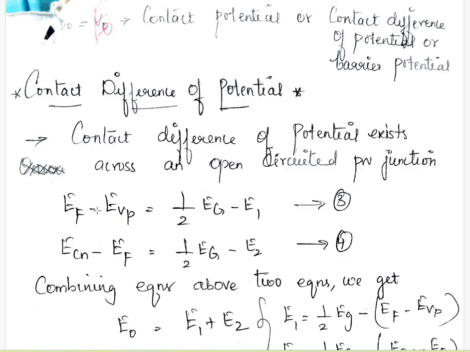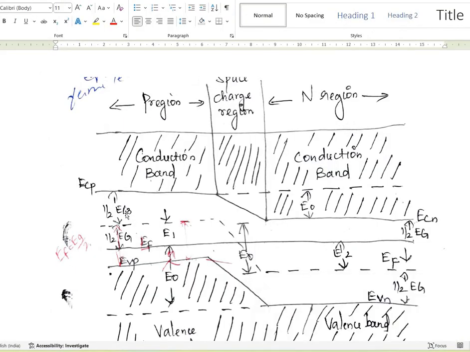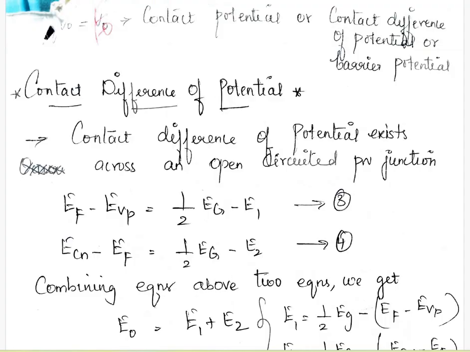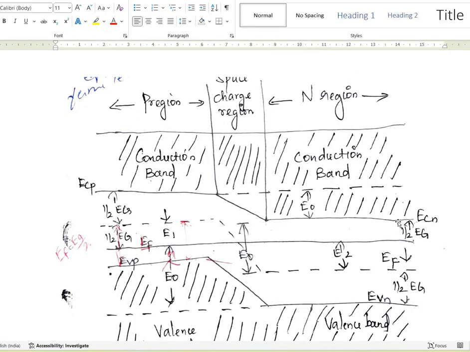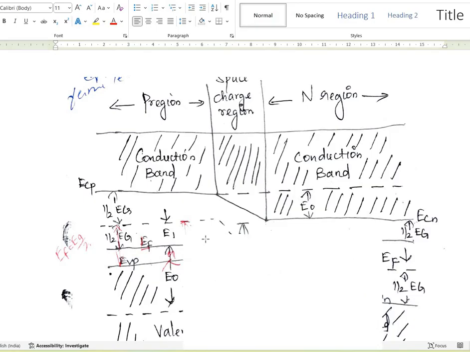The contact difference of potential, EF minus EVP, equals half Eg minus E1. So EF minus EVP, this distance, is equal to half Eg, this total distance, minus this E1. In the same way on the other side, ECN minus EF equals half Eg minus E2. ECN minus EF is equal to half Eg minus this distance E2.